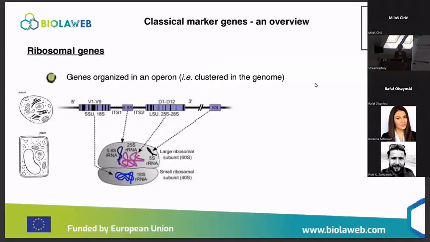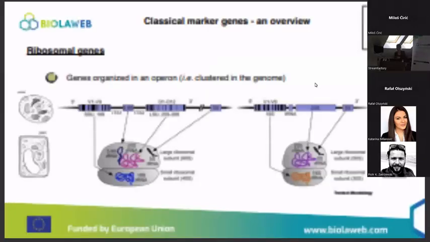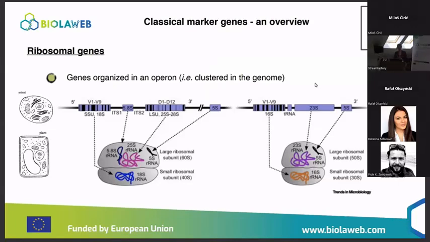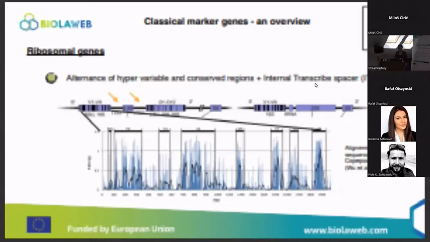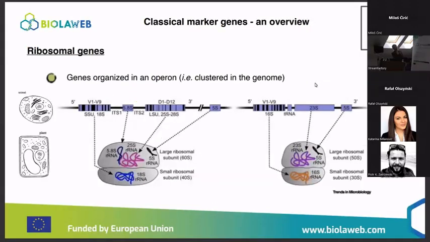For instance, in eukaryotes, the small unit of the ribosome is coded by the 18S gene, while the large subunit is composed of a combination of other genes. These genes are slightly different for prokaryotes and also chloroplast and mitochondria, as the small unit is coded by the 16S gene and the large unit of the ribosome is coded by the 23S gene and the 5S gene. And this is organized in an operon, that means that they are clustered together in the genomes and always found in the same order.